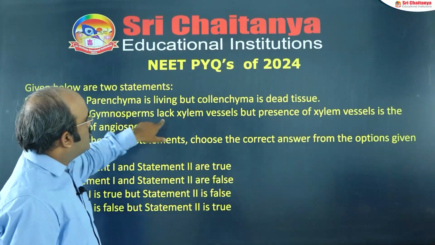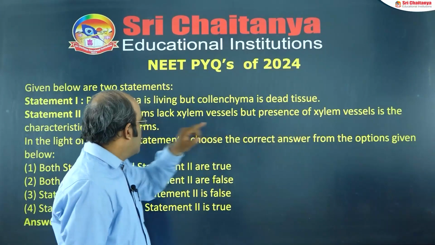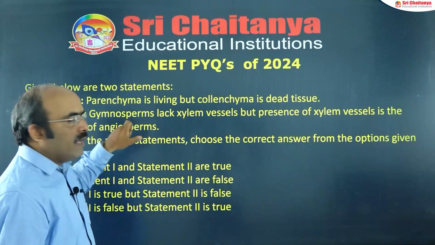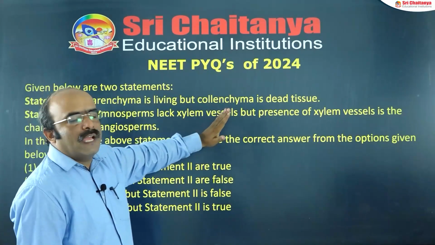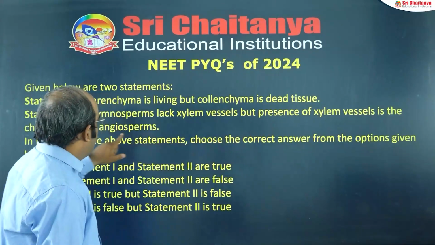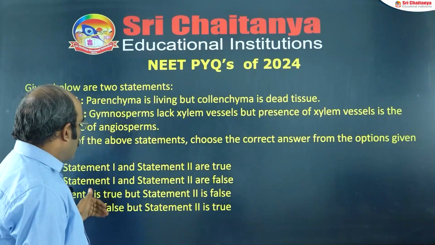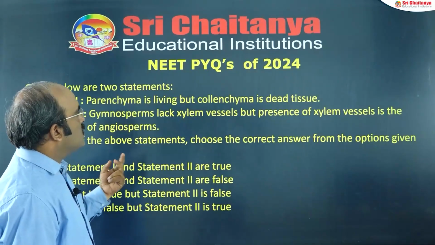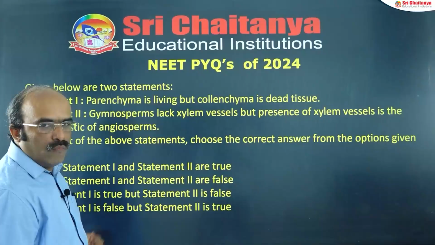Then gymnosperms lack xylem vessels, but presence of xylem vessels is the characteristic of angiosperm. Yes, it is correct. Xylem vessels are absent in gymnosperms, but their presence is characteristic feature of angiosperms. So now of these 4 options, statement 1 is false and 2 is true. Therefore, the option is 4.